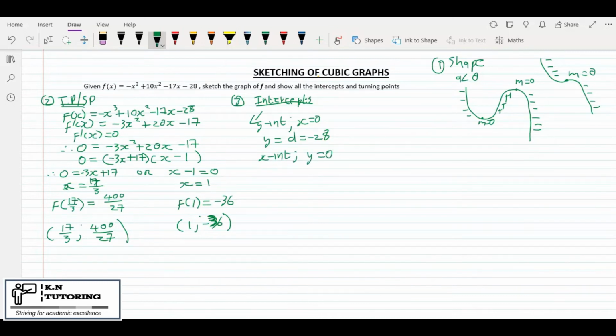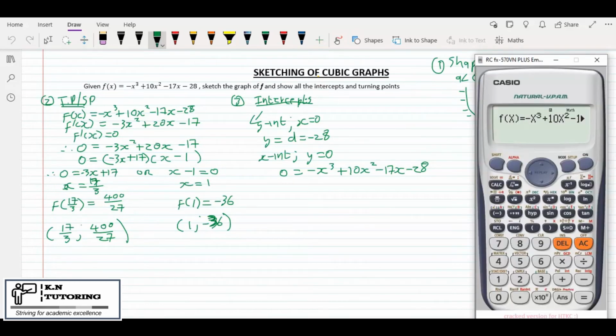So here, that's where it's going to be a bit hectic and it's going to take time. So we have 0 is equal to minus x cubed plus 10x squared minus 17x minus 28. So first thing, as per the previous video on polynomials and the remainder and factor theorems, we need to get a factor. We need to know which value of x, when I substitute in this formula, will give me the answer of 0. Now I will pull out the calculator to show you a trick that you can use.